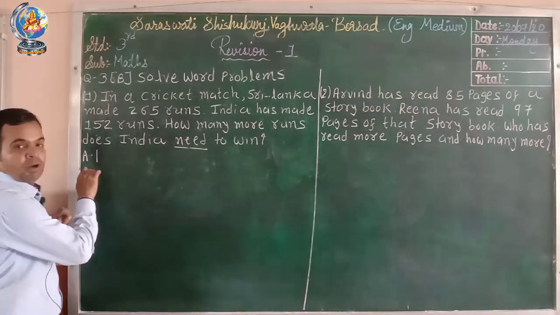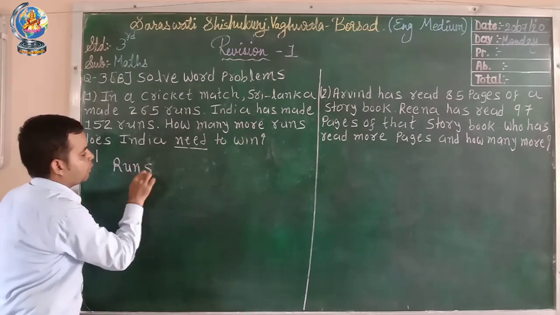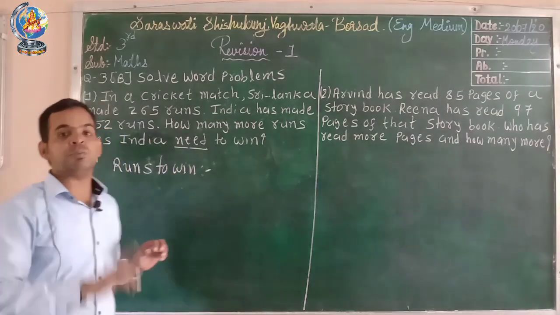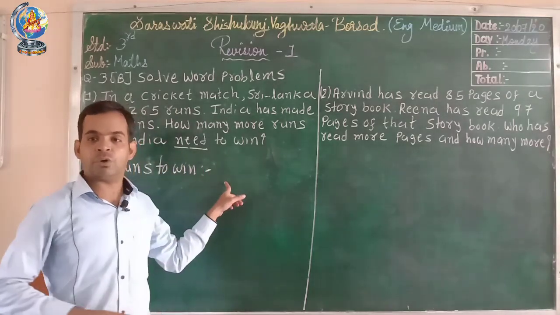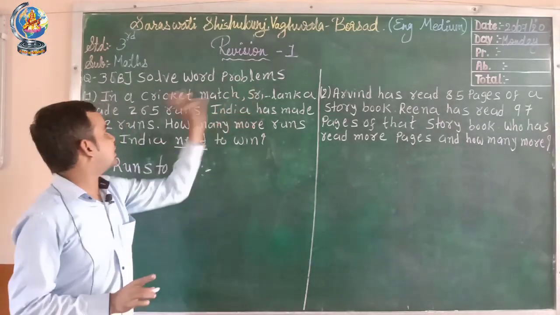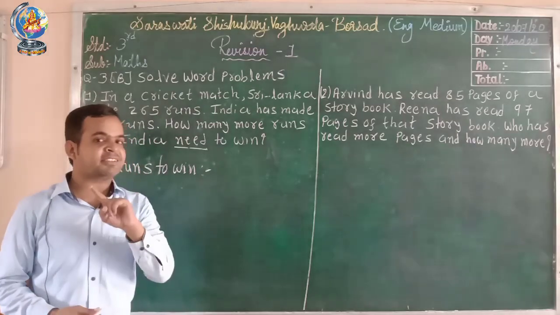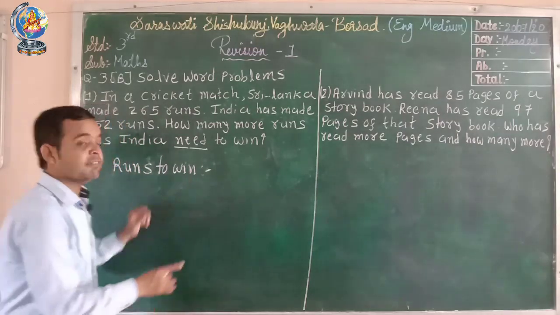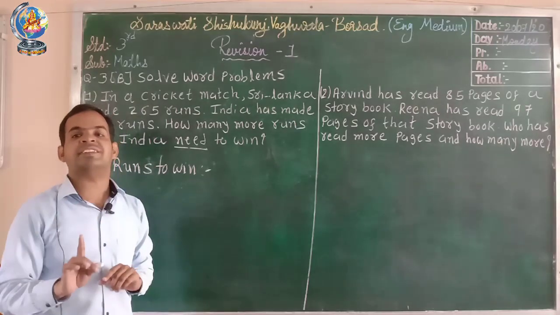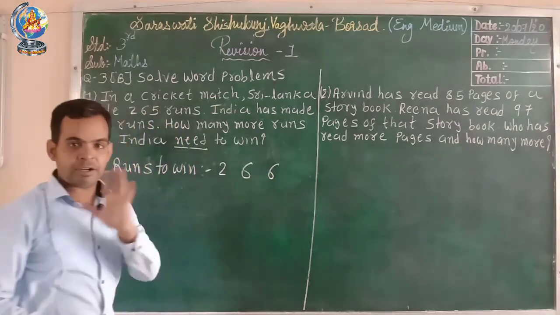So here, answer number 1. Runs to win. Now most of the students made a mistake here, so let's see carefully. Sri Lanka made 265 runs, right? So India needs one more run extra to win. So here we can write 265 or 266. 266.